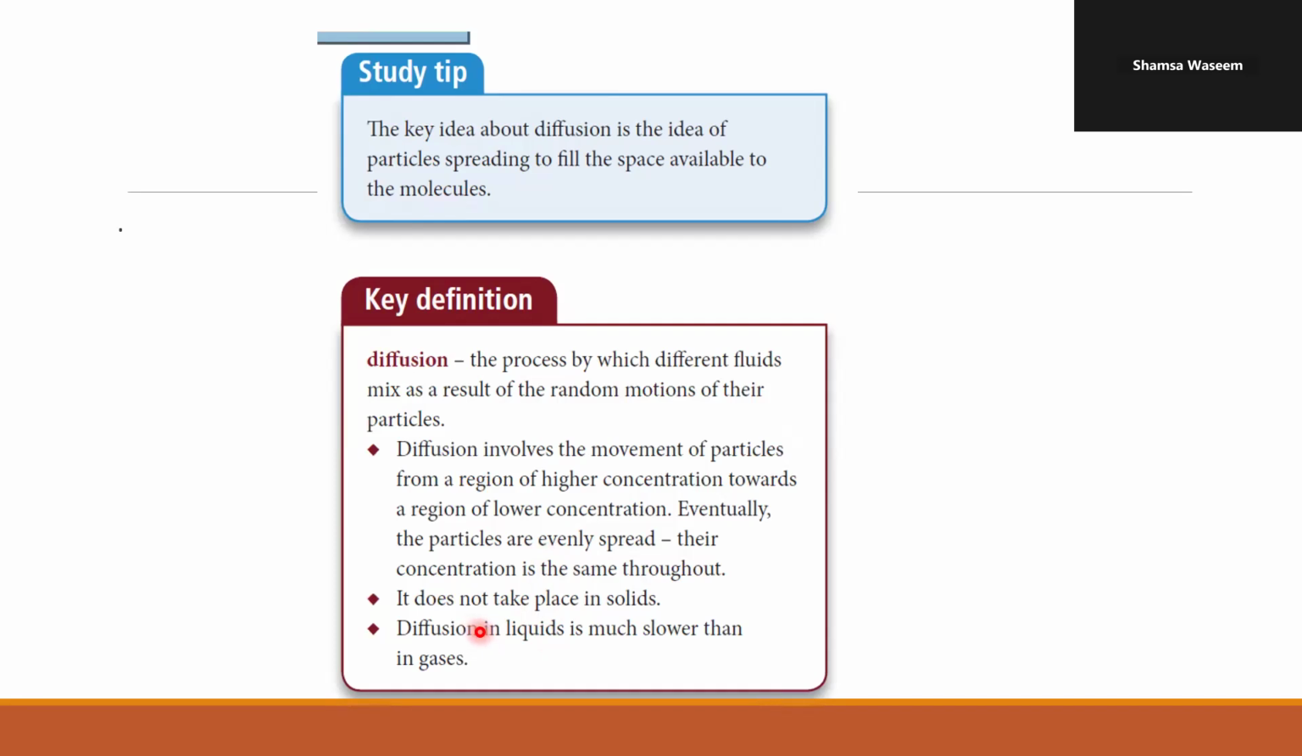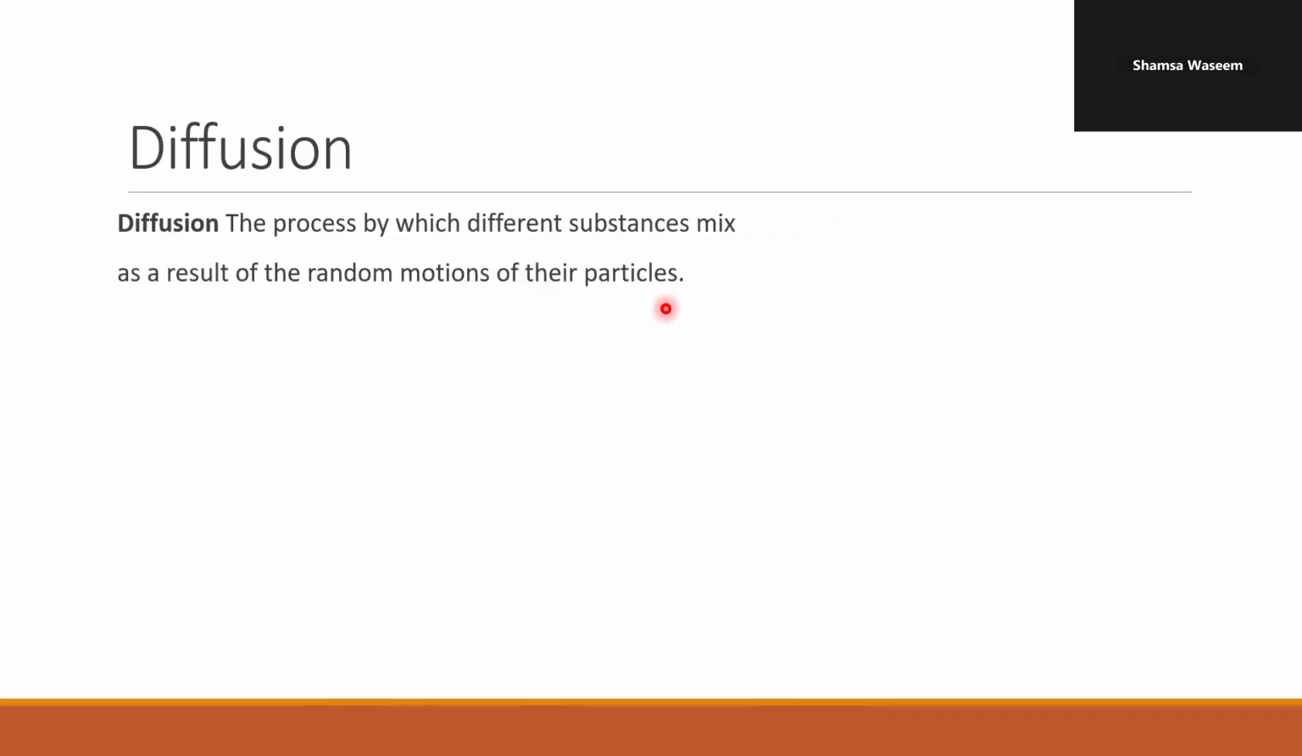Now, it does not take place in solids. Diffusion takes place in liquids and gases, right? Diffusion in liquids is much slower than in gases. I hope this is clear, right? So you just have to say that diffusion is the spreading of particles due to random motion.